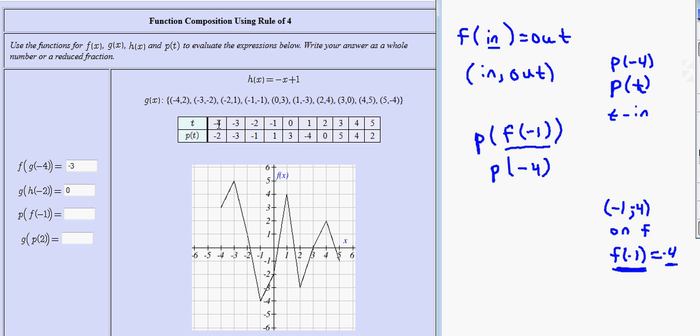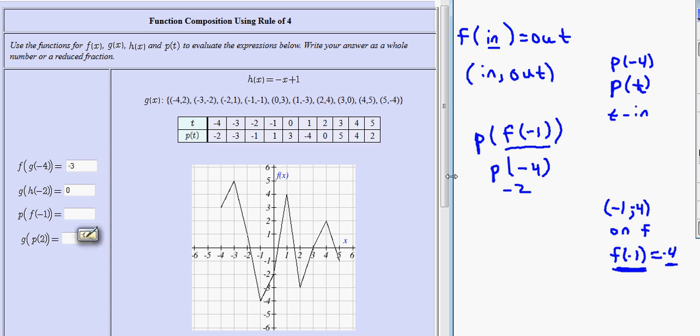I go over to the chart and I locate where t is negative 4, and the chart shows that if t is negative 4, you get an output of negative 2. So this right here says basically p of negative 4 is negative 2. So we've got p of negative 4 equals negative 2. My question started with p of f of negative 1, and we did all that work to find out the answer is negative 2.